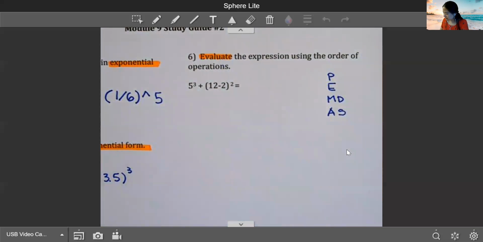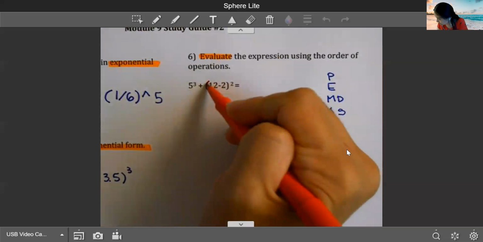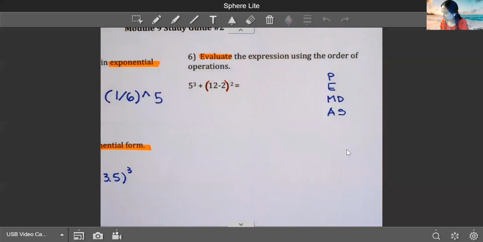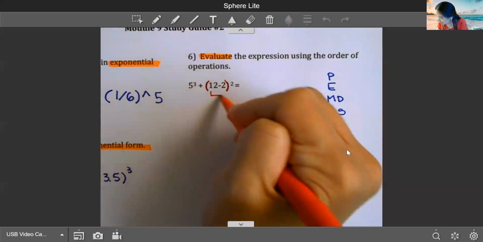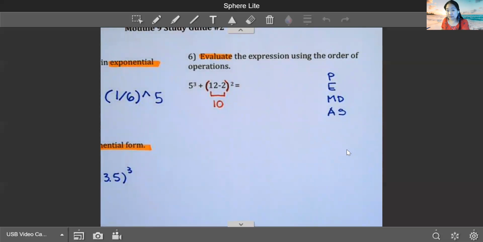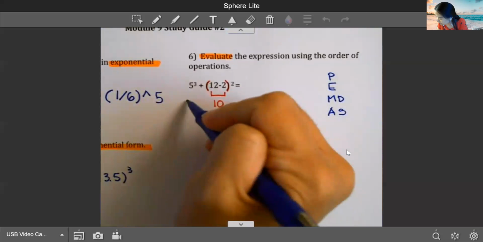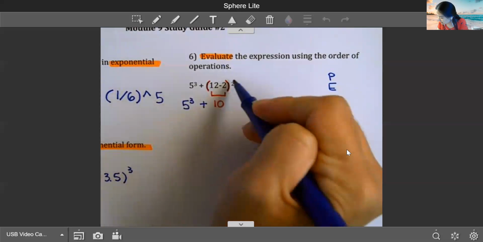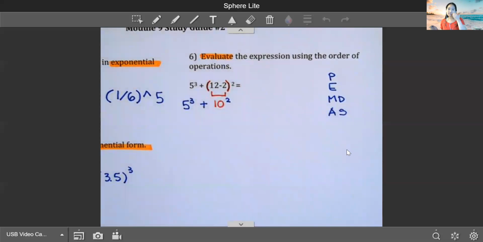So here I definitely see my parentheses. So I'm going to evaluate that first. So 12 minus 2 is 10. And I'm going to rewrite the problem now. Please take a look here. So I have 5 to the third power plus 10 to the second power.